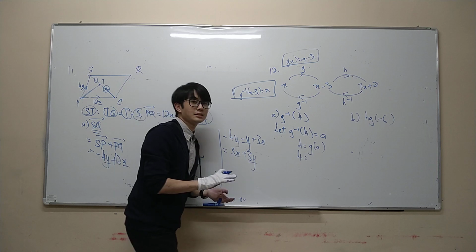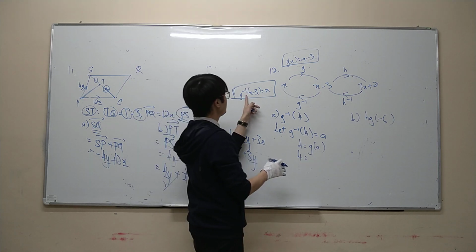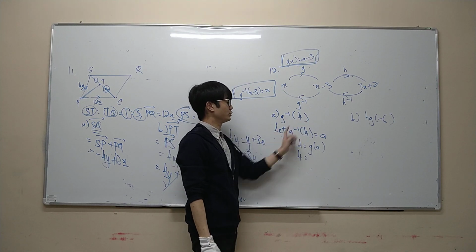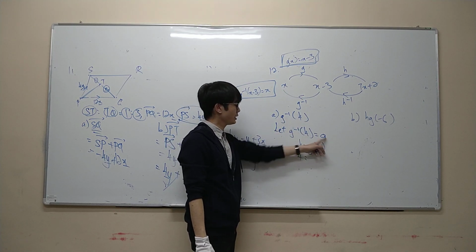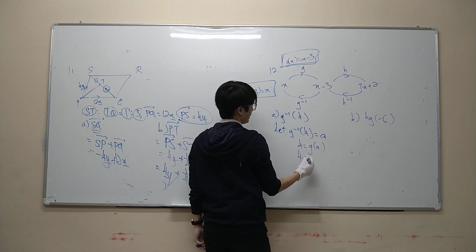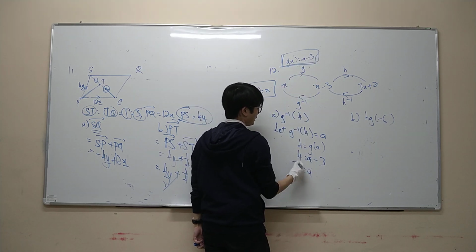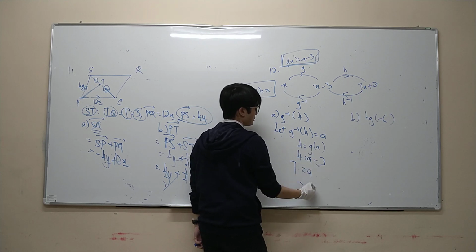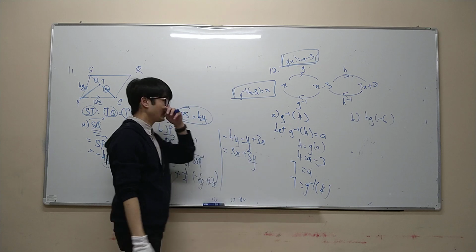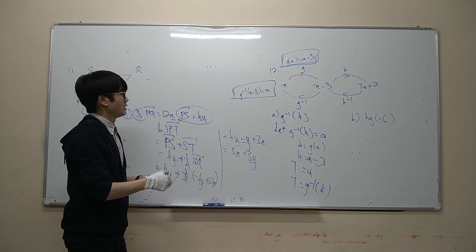I'll use the other method. It means that you won't be using G inverse. You use this. It means that I try to change the G inverse to G. So this is how you do it. Let G inverse 4 equal A, so 4 equals GA. Gx is x minus 3, so what is GA? A minus 3. And then you find A. 4 plus 3 is 7. So A is G inverse 4. So that is the answer. The answer is 7.